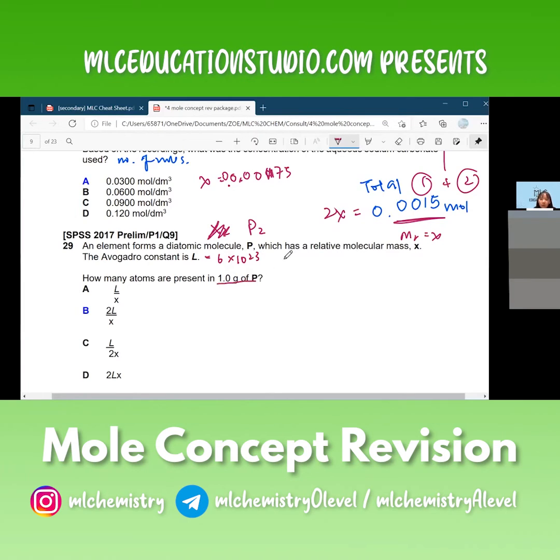Okay, 1 gram of P, this one is in grams, so I need to change it to moles first. Number of moles of P will be equal to 1 over Mr, which is X. This is the number of moles. 1 mole of anything will give me 6 times 10 to the power 23 number of molecules. If it's atoms, I need to find out in each molecule how many atoms I have. In this case, it is a diatomic molecule, so I need to times 2 to find the number of atoms.